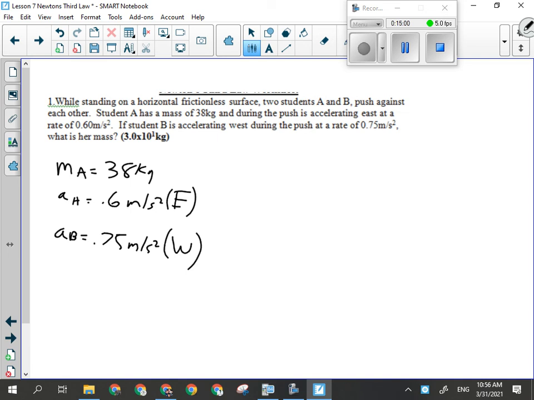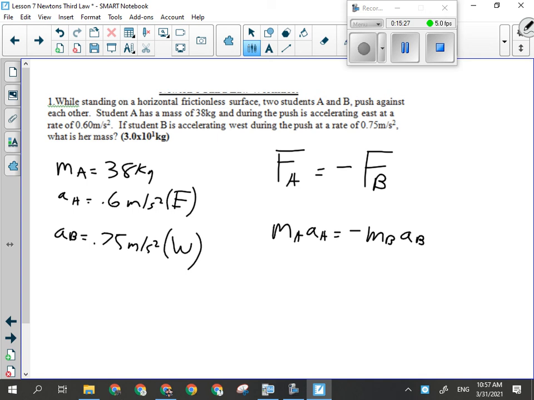So here's what we have to realize. The force on A is equal to negative the force on B. Right? That's Newton's third law. Every action has an equal and opposite reaction. That's what it looks like mathematically. So the mass of A times the acceleration of A equals negative mass of B times acceleration of B.